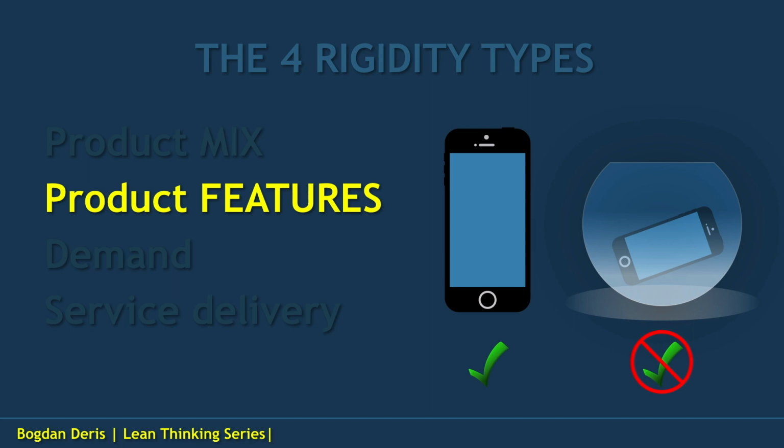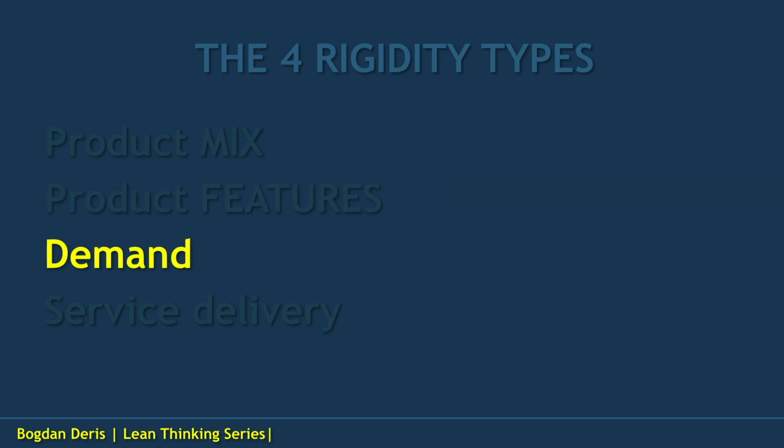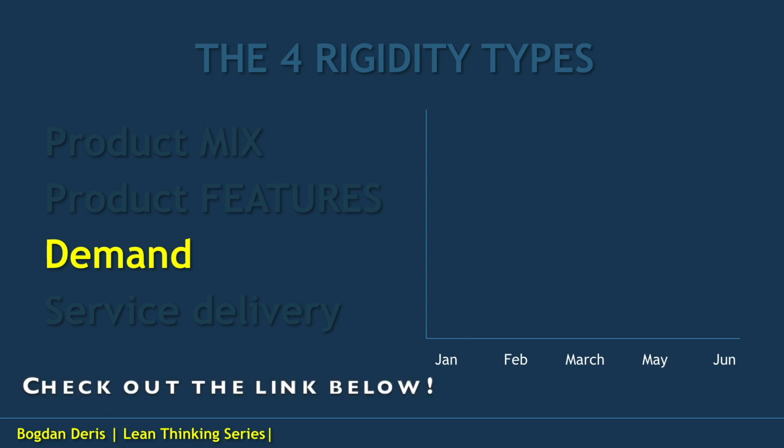Demand rigidity is basically the one that reflects the inability of an organization to cope with customer demand. In a previous video, I was explaining how to calculate the number of employees or FTEs needed based on the number of requests coming from the customers. So if you haven't seen it yet, make sure to check it out. I added a link in the description below.